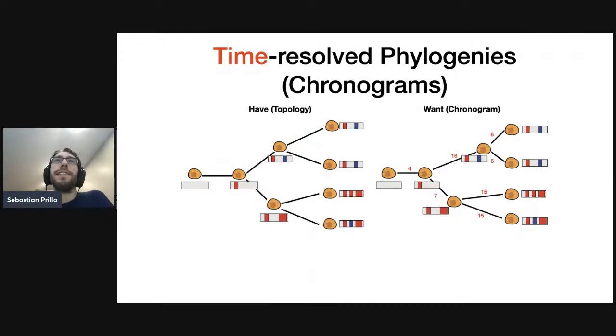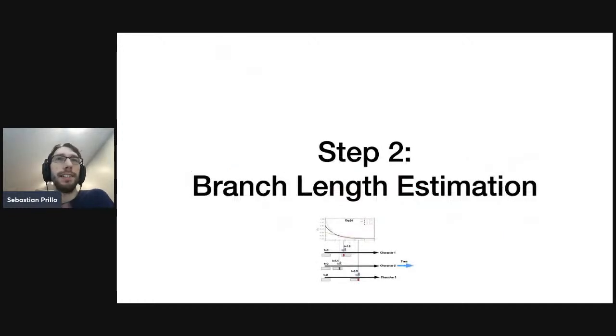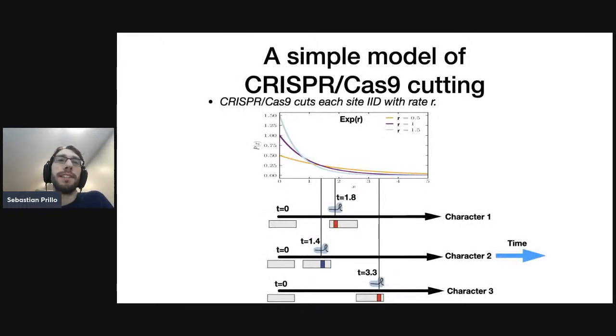So now is when branch length estimation comes in. Now that we've estimated these topologies, we want to estimate the branch lengths. And how do we do that? Now, this is going to be the core part of this presentation, which is the methods that I have been working on: branch length estimation for these trees. And the way we do it, it's really simple. We're just going to model the process of CRISPR-Cas9 editing, and we're going to model it with a memoryless process that happens with some unknown mutation rate R.